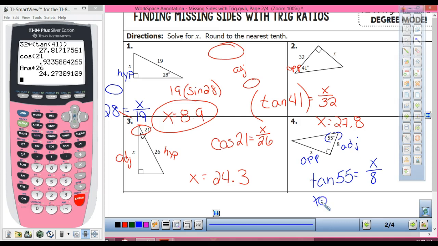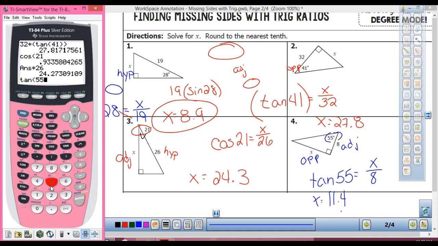x equals 4.6? Ooh, what is it supposed to be? 11.4? You typed that in wrong. Say no. Tangent of 55 times 8. Yeah. It happened.